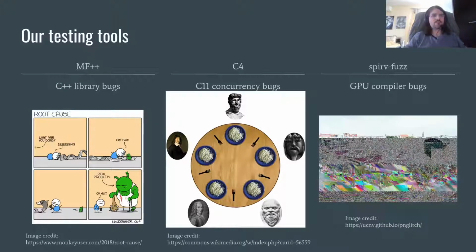spirv-fuzz finds bugs in compilers for SPIR-V, an intermediate representation for graphics programming, by applying semantics-preserving transformations to an input SPIR-V program. The original and transformed program should lead to the same image being rendered by the graphics pipeline. If different images are observed, this points to a bug in the SPIR-V compiler for the device under test.